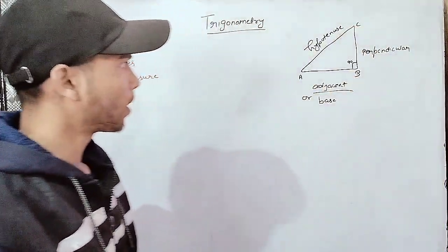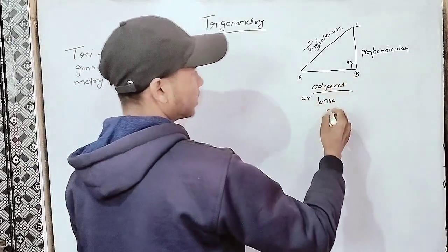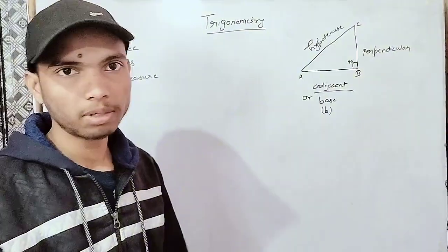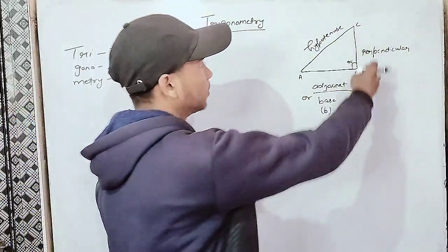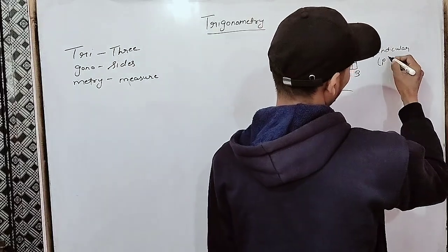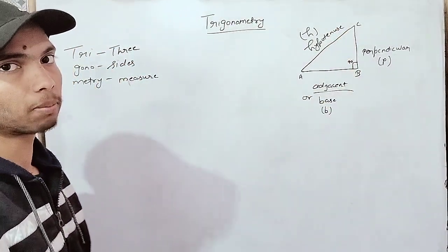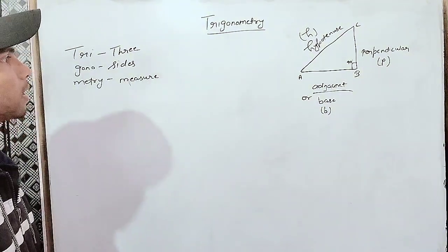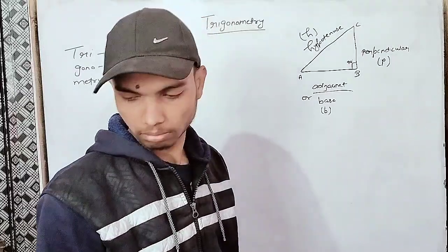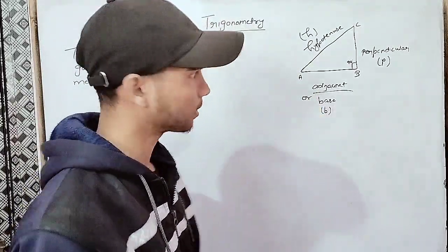Hypotenuse. Now we can represent AB by the alphabet B, because B stands for base. BC we can represent by the alphabet P, for perpendicular, whereas this slope can be represented by the alphabet H. Till here we are clear. We tried to know the names of the sides.